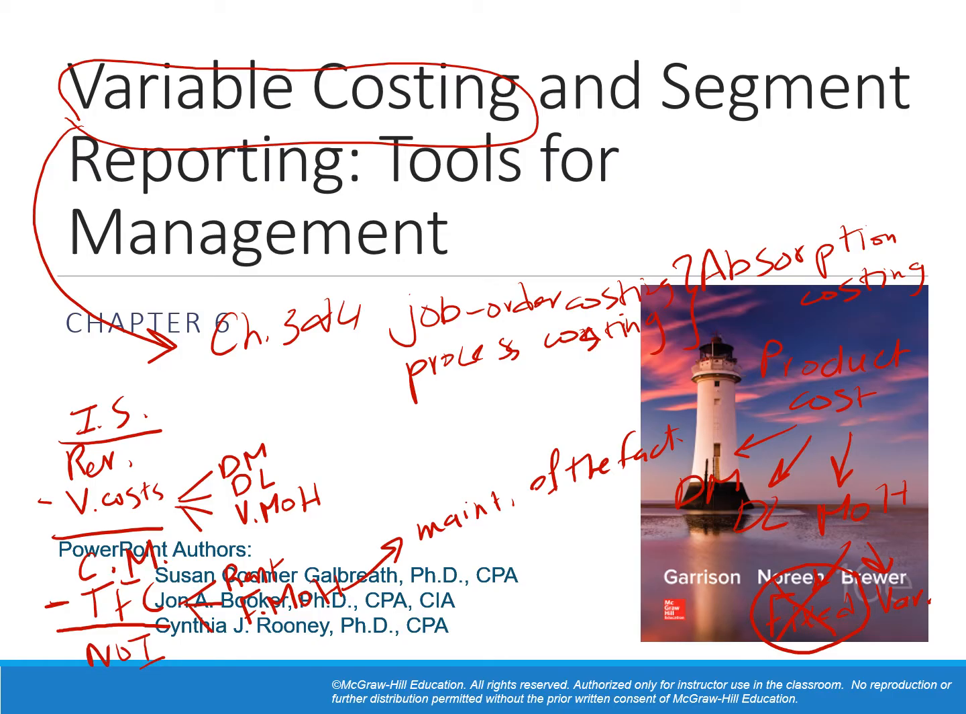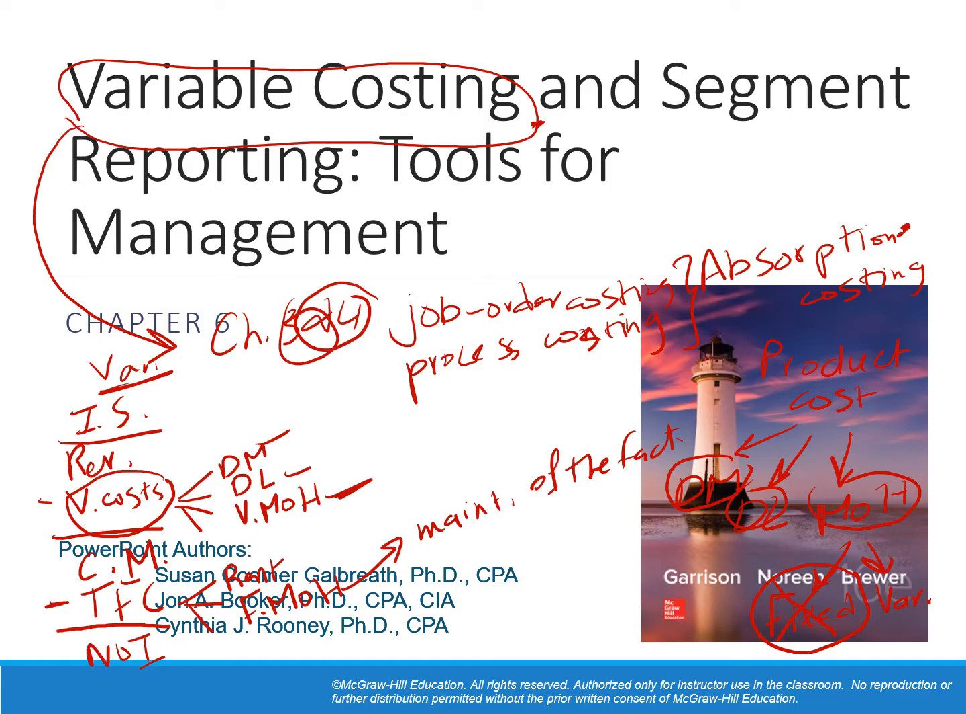So the main difference between variable costing, which is chapter 6, and absorption costing, which is chapters 3 and 4, is that under absorption costing, the product cost consists of direct material, direct labor, and manufacturing overhead in its fixed and variable forms. However, under variable costing, the variable cost includes direct material, direct labor, and only variable manufacturing overhead. And when I say variable cost, I'm referring to the variable cost of production.